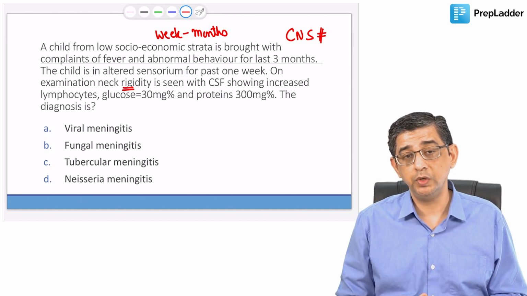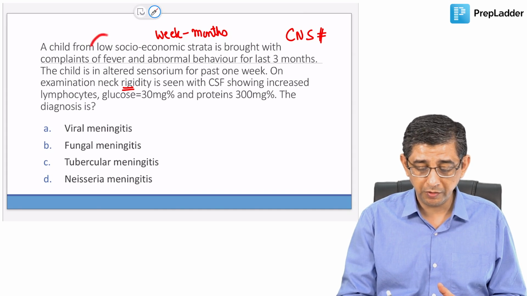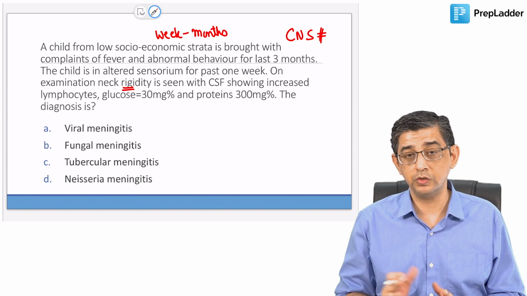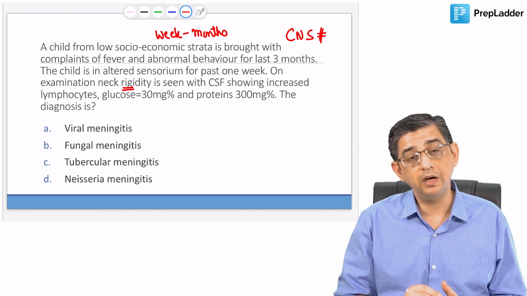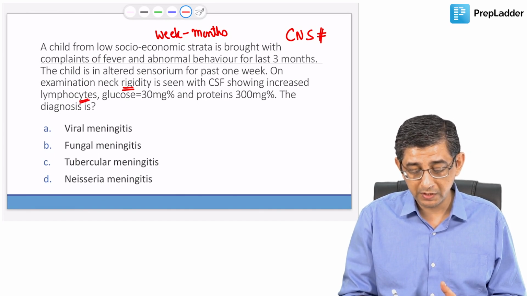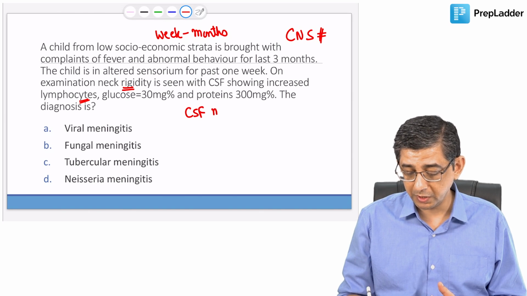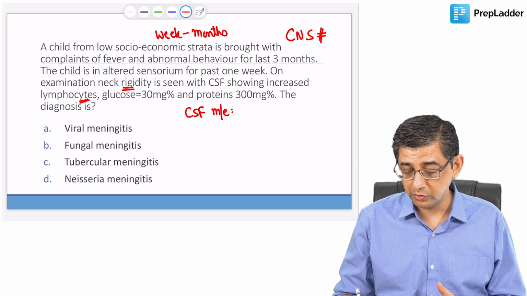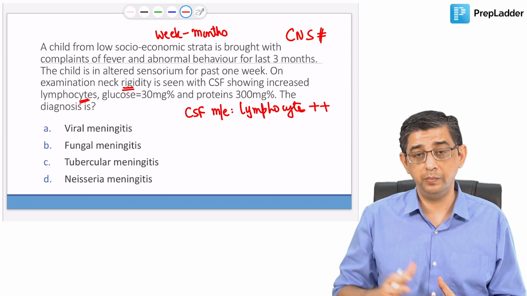The CSF is showing increased lymphocytes. If you look at the data here, a child from a low socioeconomic state of society with a long-standing neurological illness is going to be tubercular meningitis. In tubercular meningitis, the highlight is that lymphocytes are always increased. I've always highlighted that whenever you are doing a CSF microscopic examination in an Indian exam, if they talk about relatively increased lymphocytes, the diagnosis is always to be thought of in terms of tubercular meningitis.